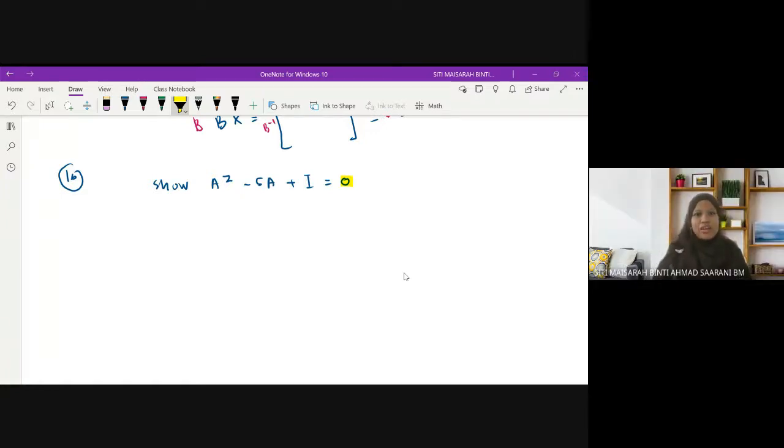A square minus 5A plus I equals to 0. Ni adalah 0 polynomial ya. 0 polynomial, so 0 matrix lah. For this case, suppose mesti dapat 0, 0, 0, 0, 2 times 2 matrix, 0 matrix. Okay. So then awak start dengan A square minus 5A plus I. Gantikan A, darab A.